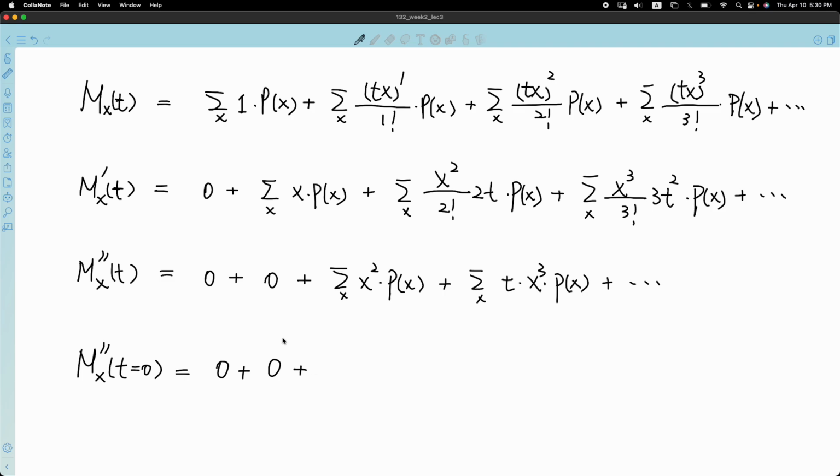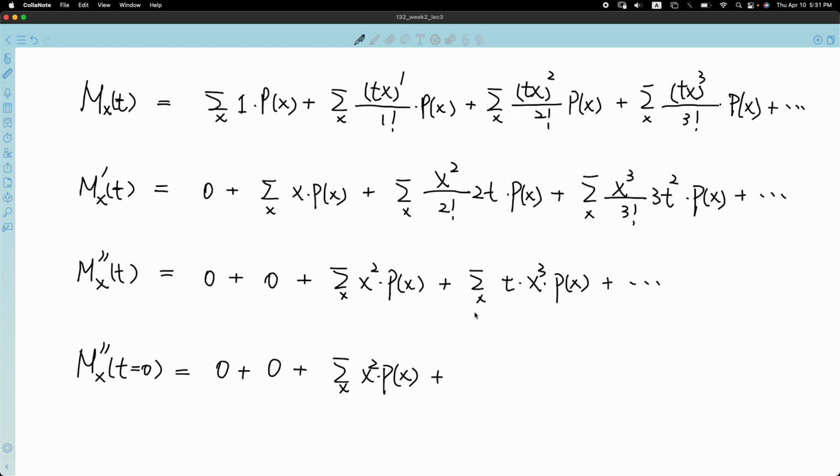So we are setting this expression for t equal to 0. What is the 3rd term equal to? It's just itself, right? So x squared multiplied by p of x.